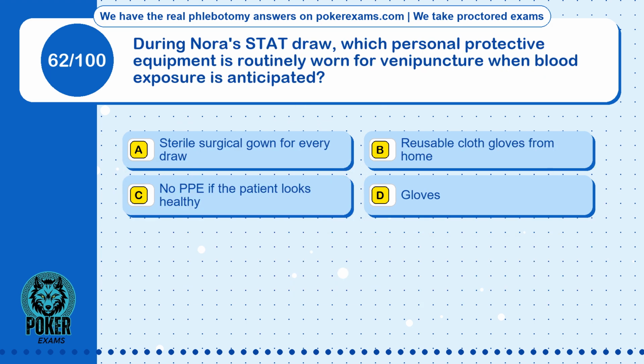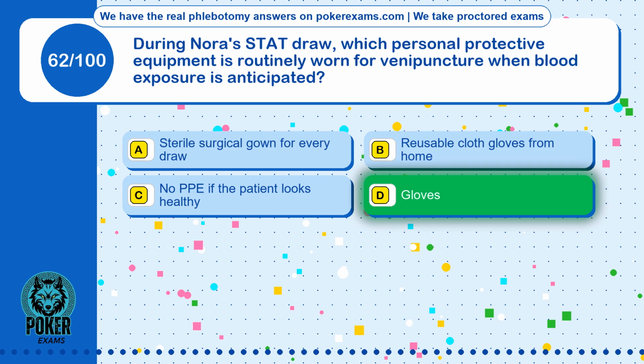Question 62. During Norostat draw, which personal protective equipment is routinely worn for venipuncture when blood exposure is anticipated? Option A, sterile surgical gown for every draw. Option B, reusable cloth gloves from home. Option C. No PPE if the patient looks healthy. Option D, gloves. The correct answer is option D.